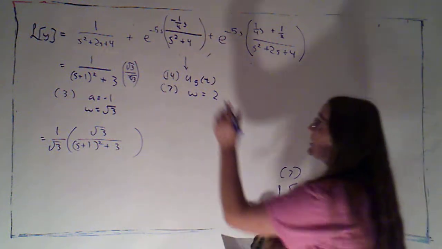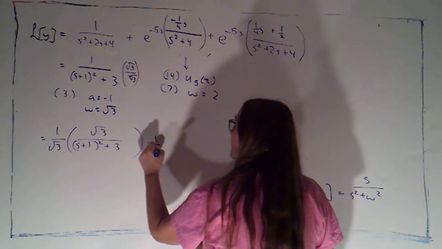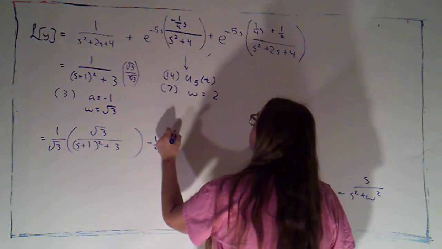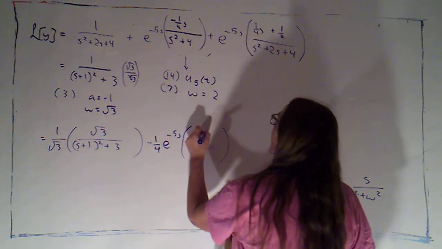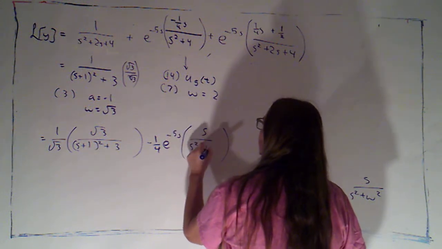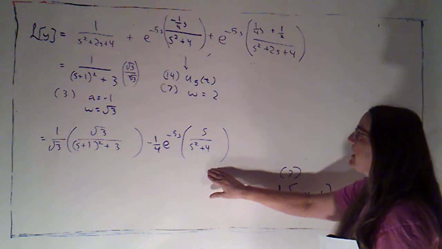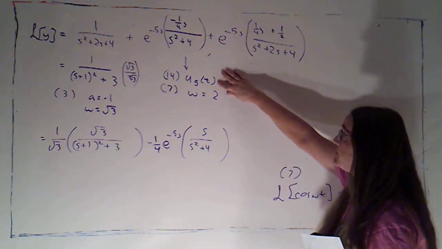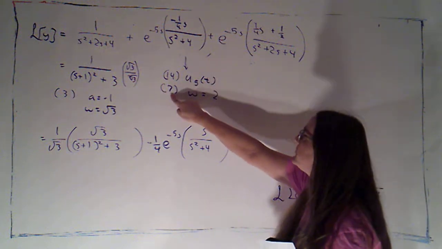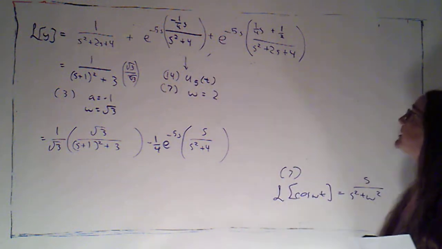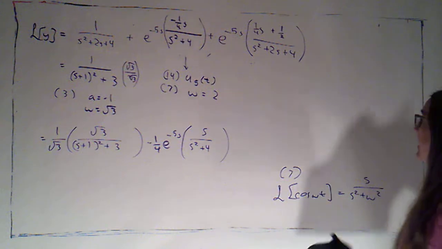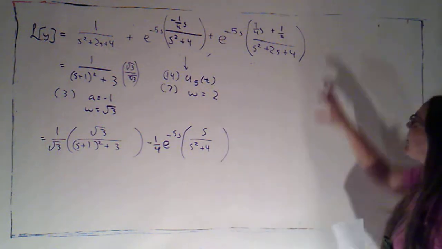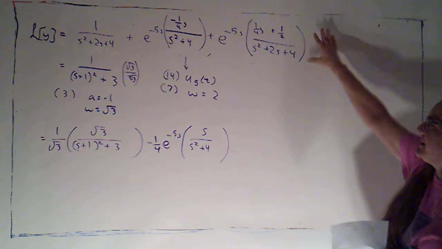So I'm going to just rewrite this piece as -1/4, just write that constant in front, e to the -5s times s over s squared plus 4. So I'll use formula 14 when I take the inverse Laplace transform to introduce a Heaviside function, and then I'll use formula 7 with omega equaling 2. All right, excellent. So now we've got this lovely piece.